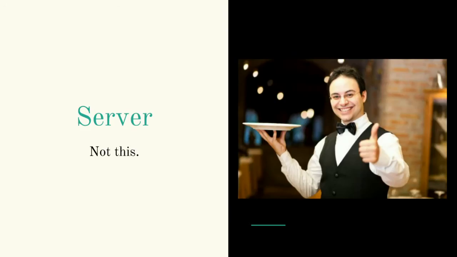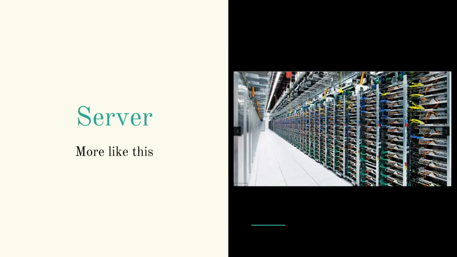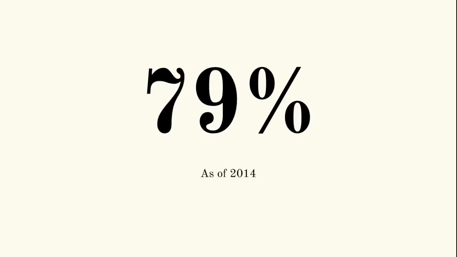And once again, not like this. More like this. So this is a data center for Google, and I would bet you guys a lot of money that at least 4 out of 5 of the computers in this shot are running Linux. Actually, it's probably closer to all of them because Google is a Linux-heavy shop, but just quick show of hands, who here has used the internet before? So 79% of the internet is run on Linux.